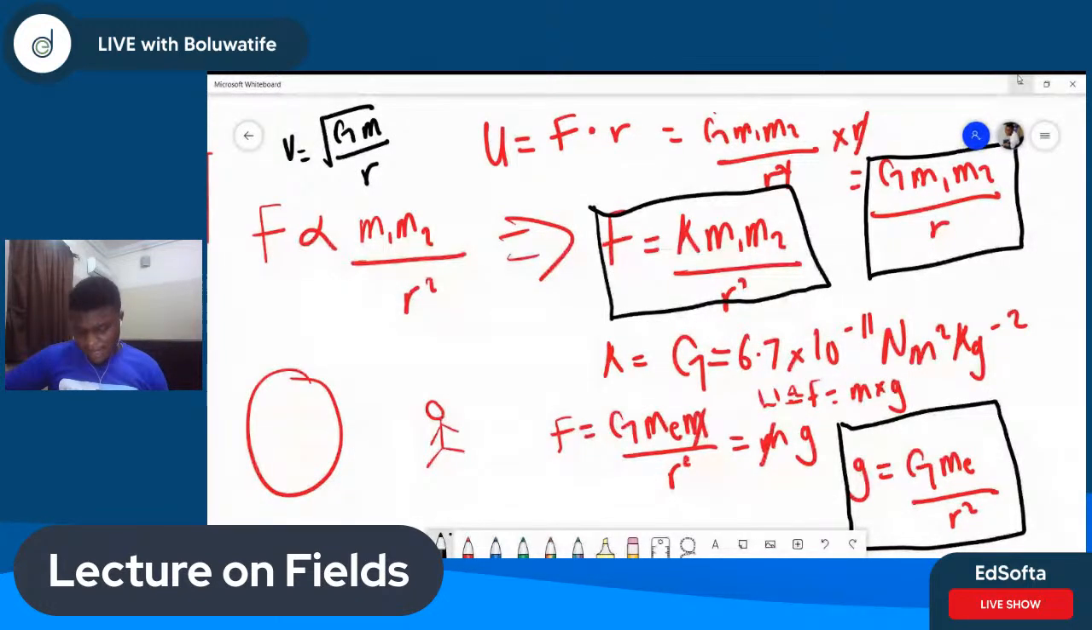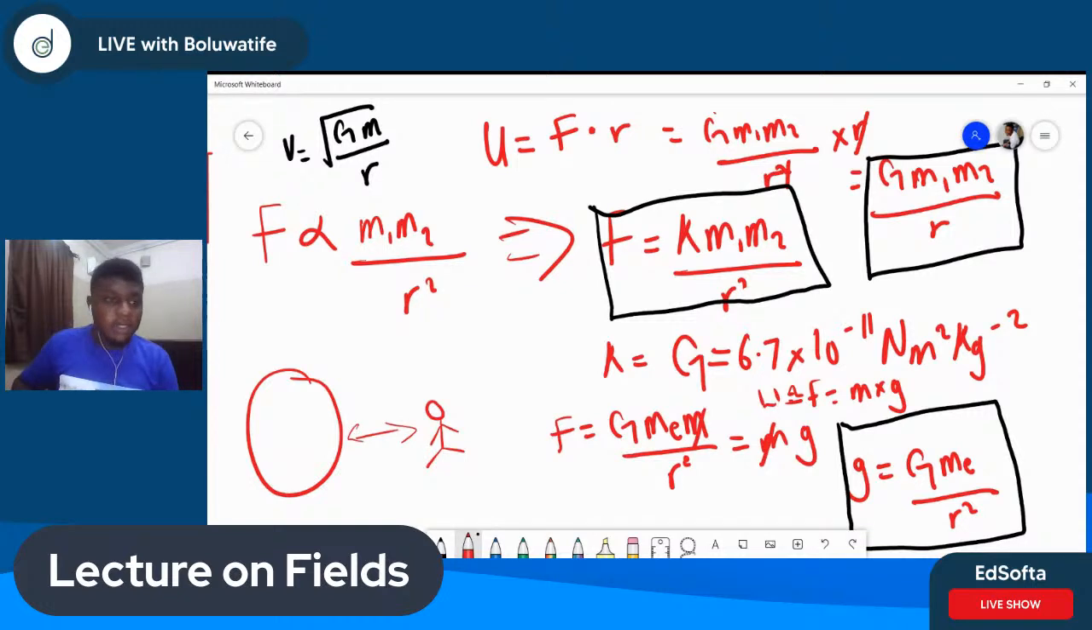Another thing, the last thing I want to say, is escape velocity. Sorry, not velocity due to gravity. Escape velocity.